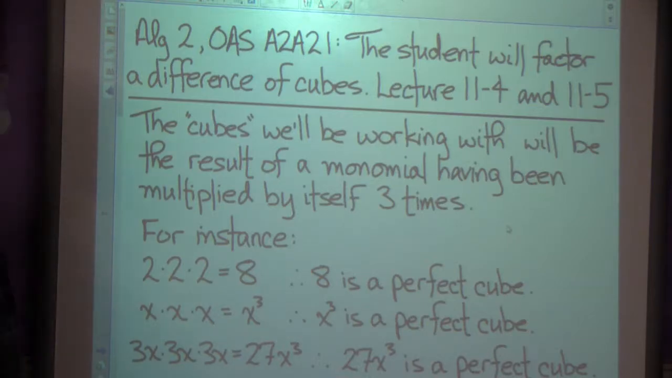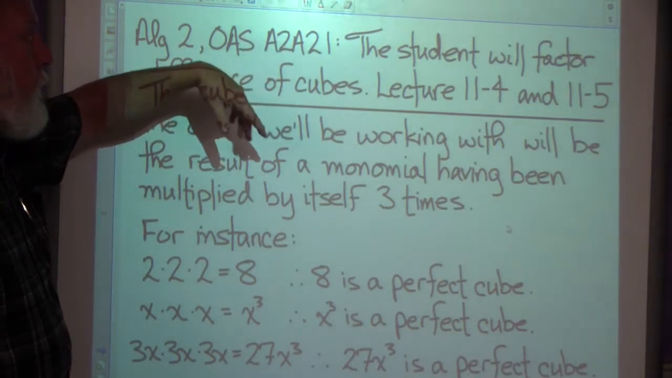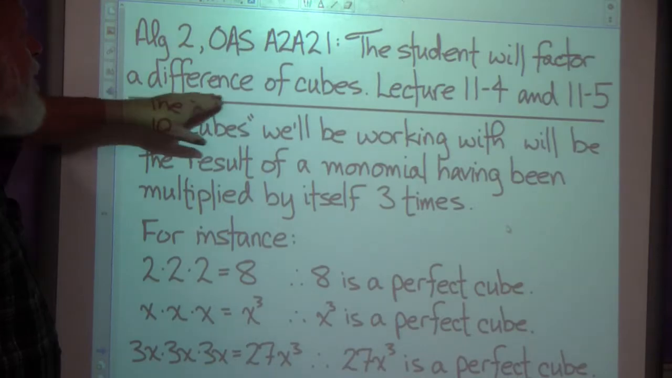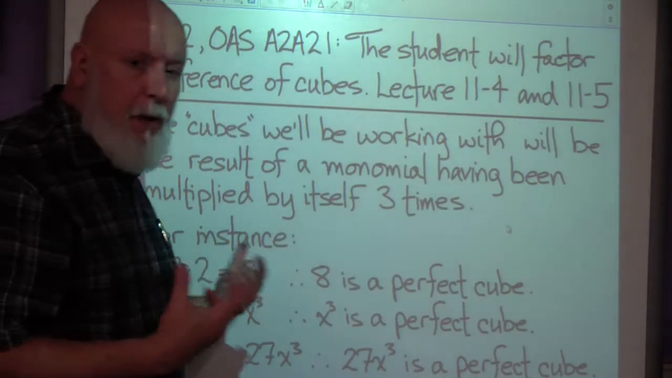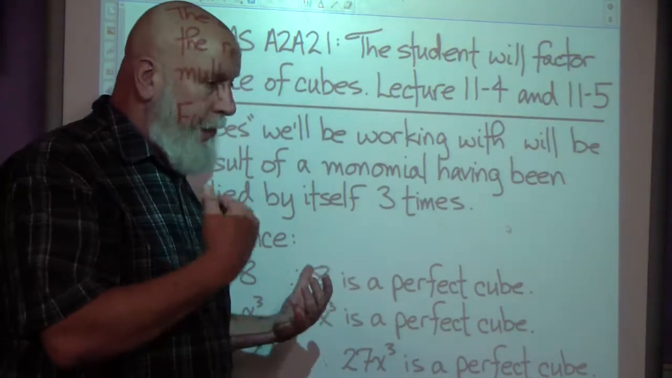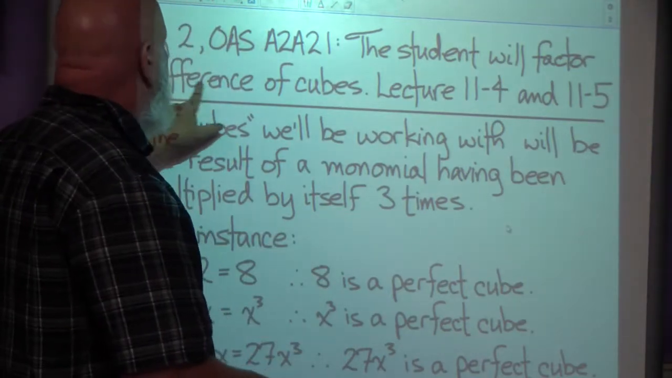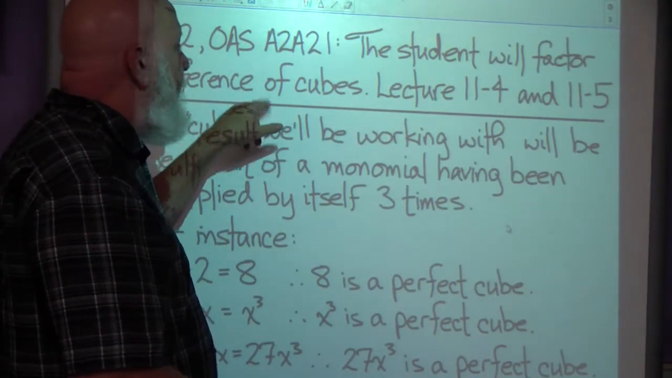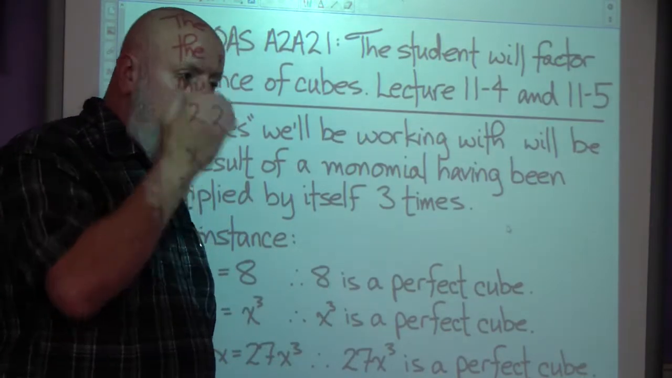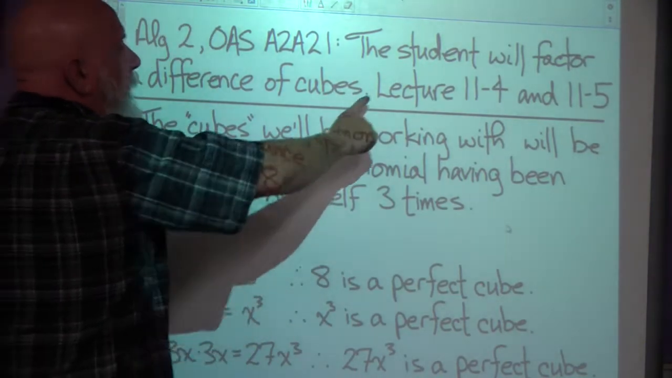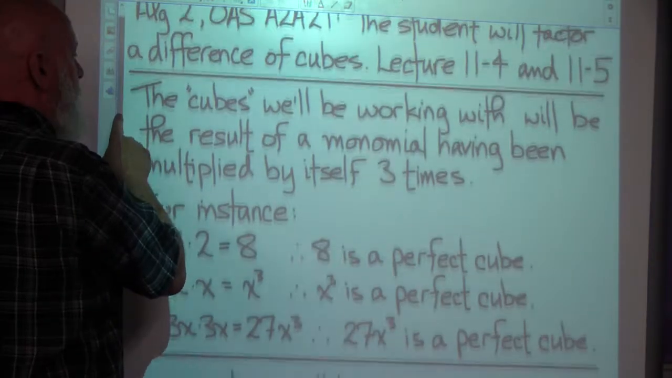All right, this is Algebra 2 OAS A2A21. The student will factor a difference of cubes. This is going to be very, very similar to what we just did for the last couple of days. Instead of factoring a sum of cubes, we're going to factor a difference of cubes. A difference means that they're going to be subtracted rather than added. This is lecture 11.4 and 11.5.